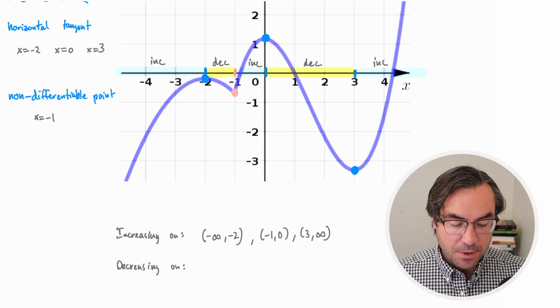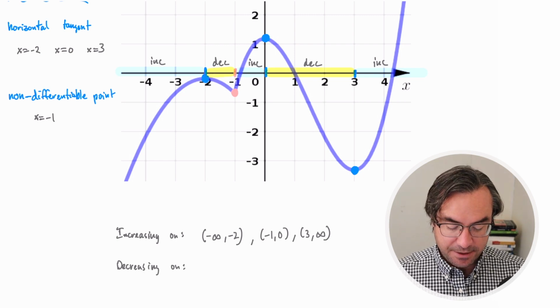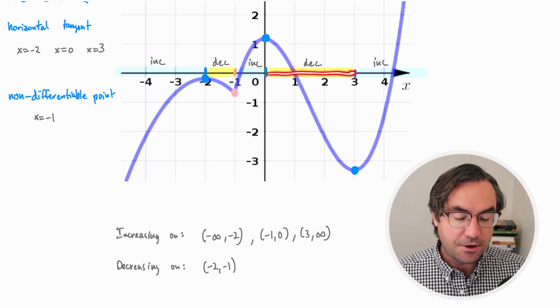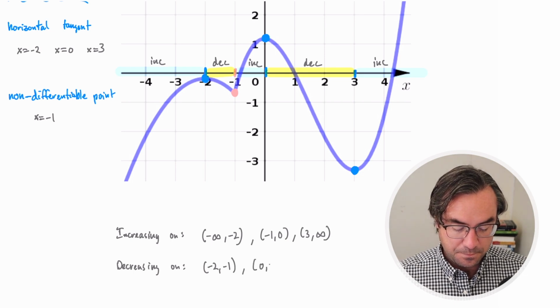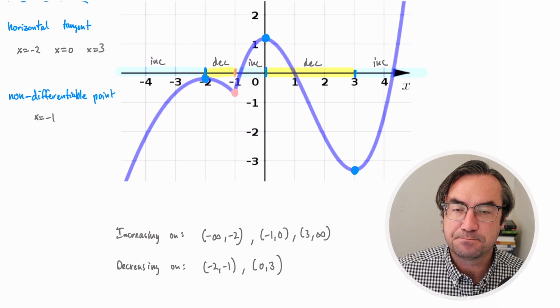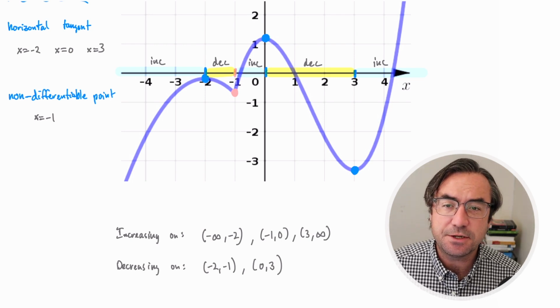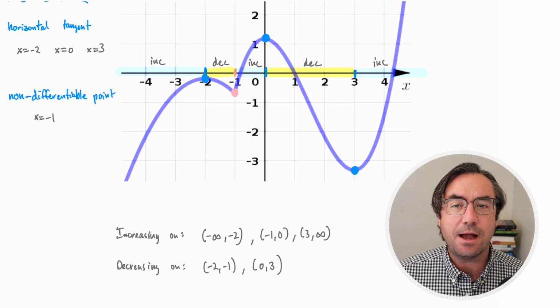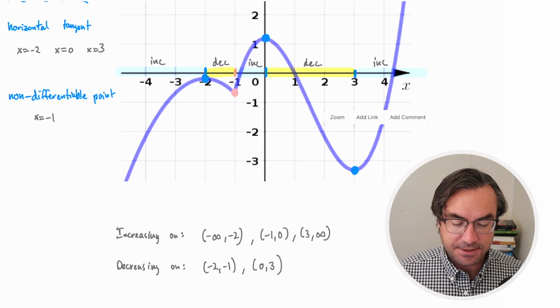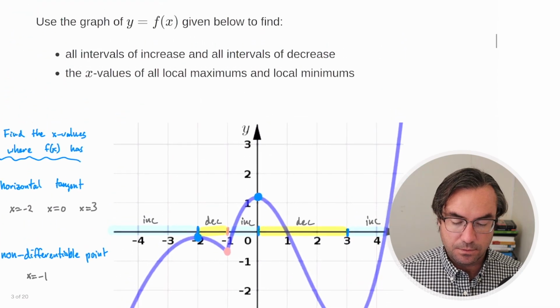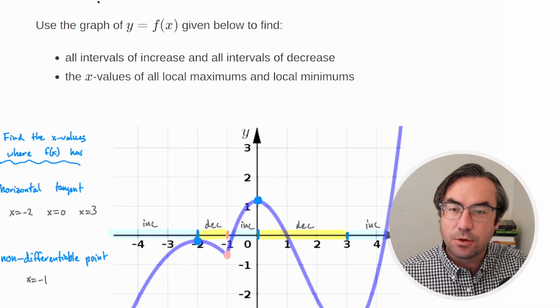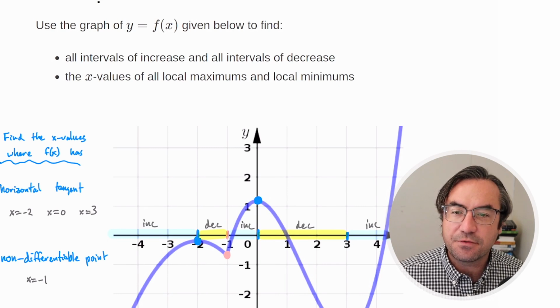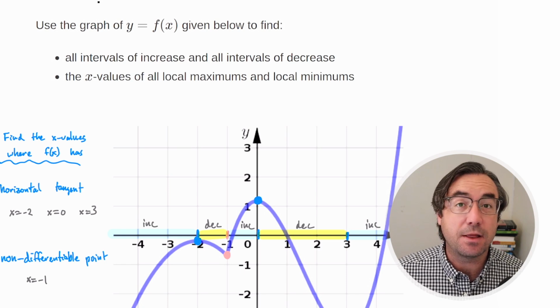All right, so where did we find? Well, we found decreasing in here between -2 and -1. And then we found decreasing here from 0 to 3. Okay, so we got our intervals of increase, decrease. So now we just want to find where this function has a local max and local min. And we've kind of already identified these points, but now we just want to actually classify them.